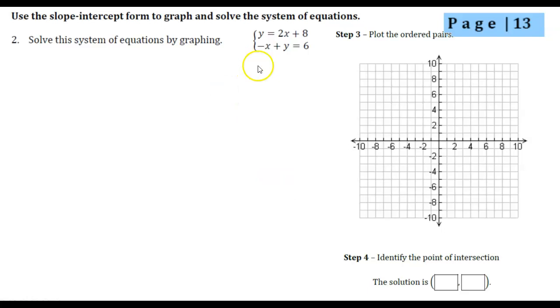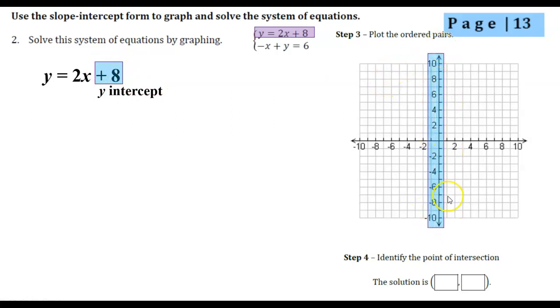All right, on the next one it says solve this system of equations by graphing. So here you see we have an equation. I'm going to do this one a little bit differently. You'll notice because y is by itself on one side of the equal sign. So first I'm going to start with my y-intercept of 8. So on my y-axis, where is 8 at? Found it? Put a dot on it, just like you see here.